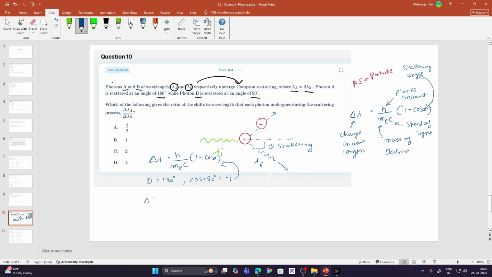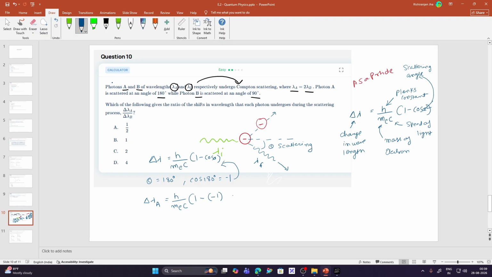So delta lambda A, we are representing delta lambda A for particle A, so don't get confused. This is the Planck's constant, this is the mass of electron, this is the speed of light, and 1 minus of -1.